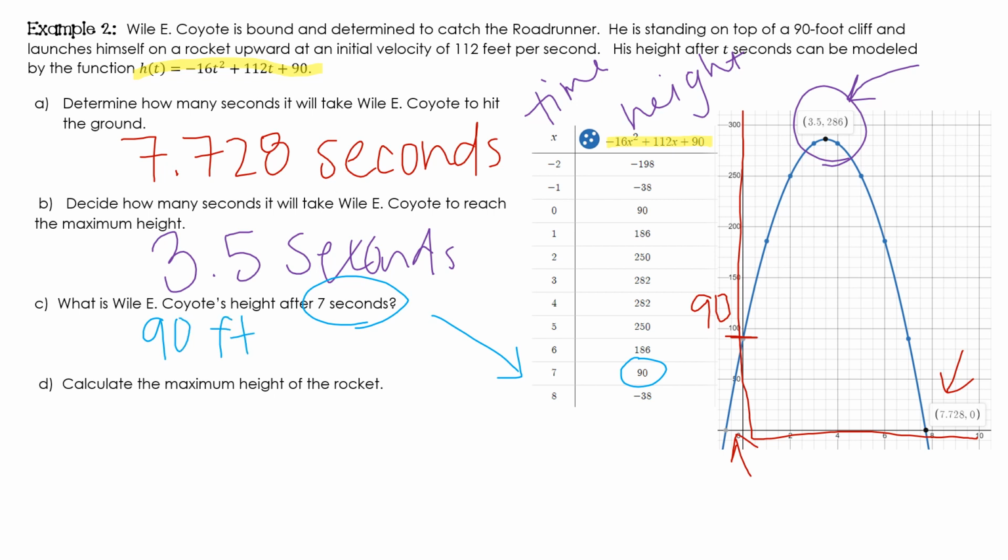Calculate the maximum height of the rocket. So now we're back at our vertex. The maximum height is the highest point. Time was 3.5, so 286, my y coordinate or my output, that is my height. So the highest that he got was 286 feet.